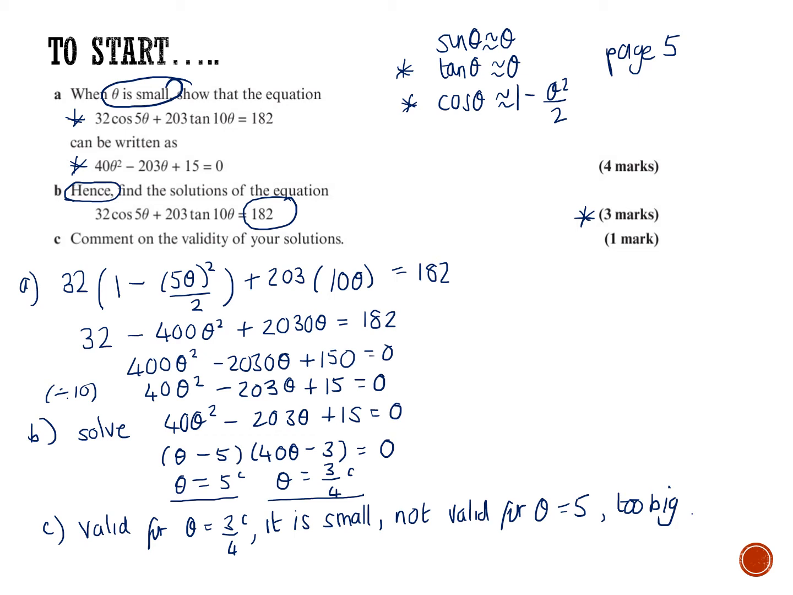Remember when we looked at the graphs for the small angle approximations, it needs to be for small values of theta. So if you weren't sure of part C, you could always pop them back in and see which one works and which one doesn't. Okay, so hopefully you're fine with that.